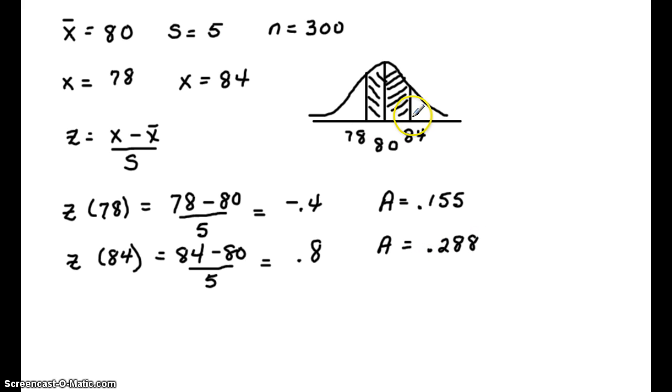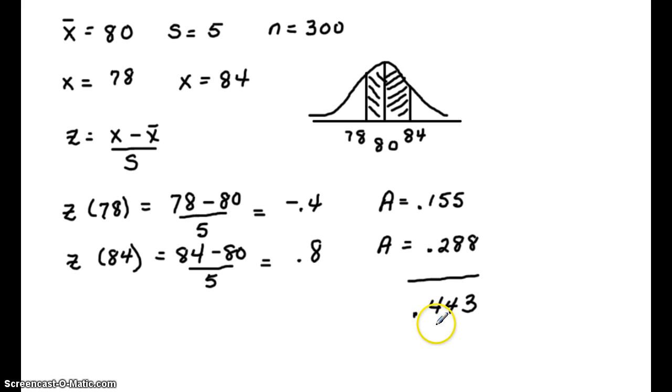Because these are on opposite sides of the mean, and each of these values gets me to the mean, I know that from here to here would be an area of 0.155 of the graph, and from here to here would be 0.288. In order to find the total area encompassed by that, all I do is add these two together, and I would get 0.443. Now, if the problem had said, find the probability that we choose a student at random and it would land within this score range, I would be done.